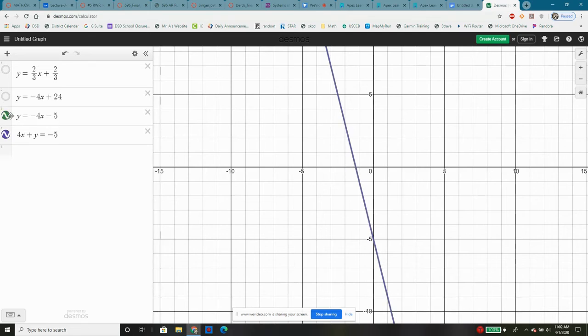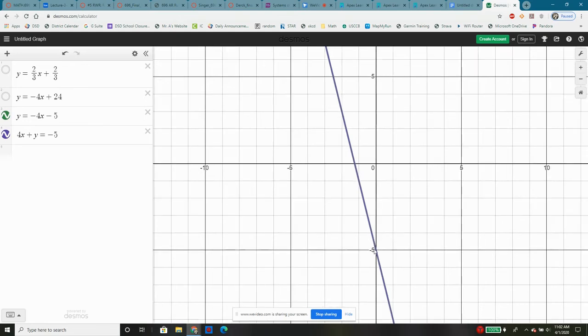So I guess it's actually a little darker purple. If I unselect the green, it becomes more like black, I suppose. So anyway, they're overlapping each other, meaning they're the exact same line. In this case, they would have infinitely many solutions.